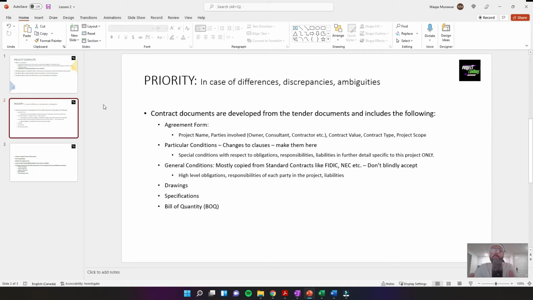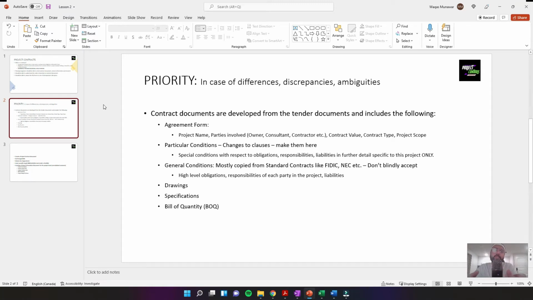Then we have the particular conditions, so let's say you have some specific clauses that need to be amended. You're going to add that to the particular conditions, and these could be with respect to obligations, responsibilities, liabilities, and for this project you will be able to specify them in detail in this section.